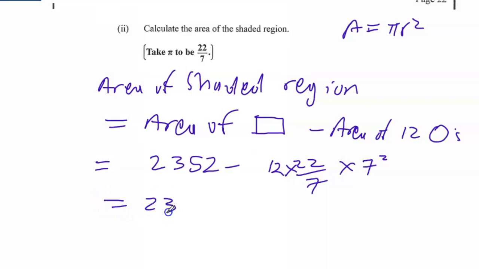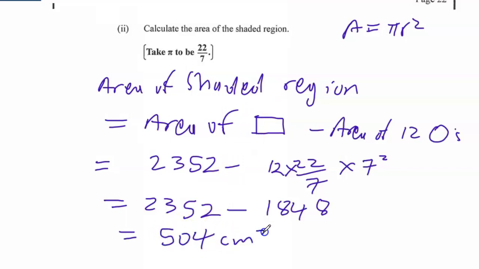So it's 2352 minus, let's calculate here. This works out to be 1848. So it's 2352 minus 1848. We end up with 504. So that's the area of the shaded region.